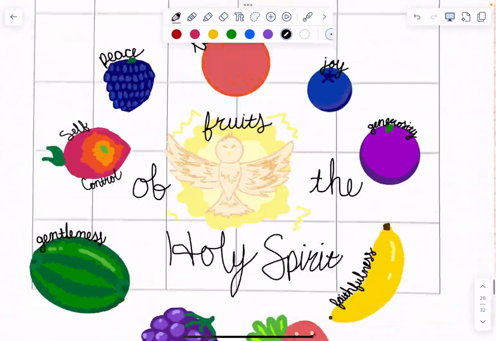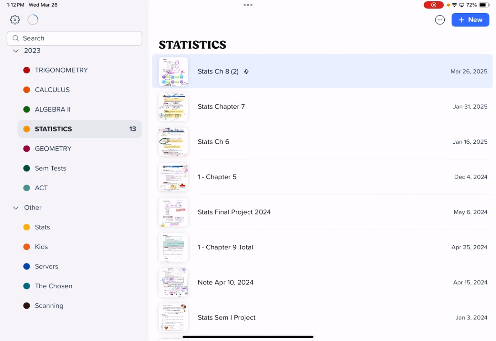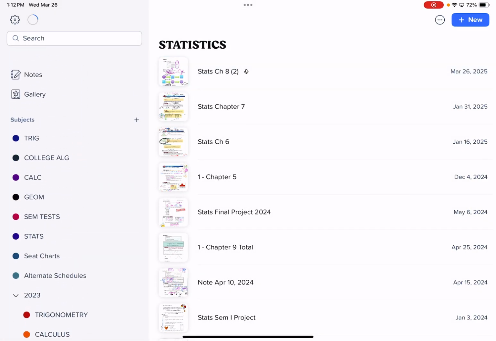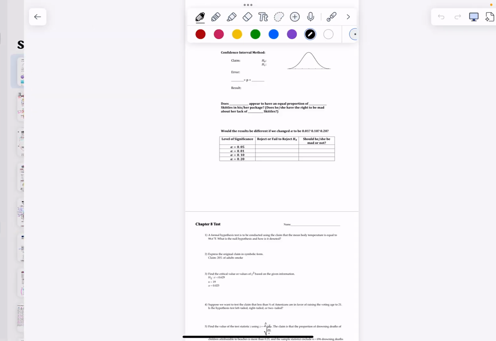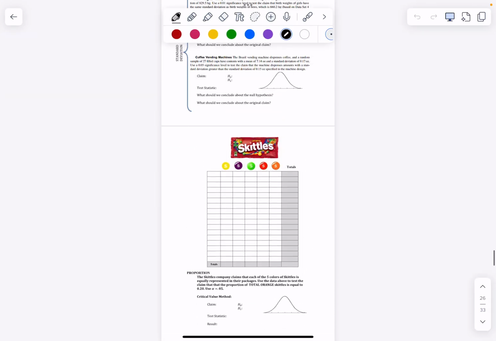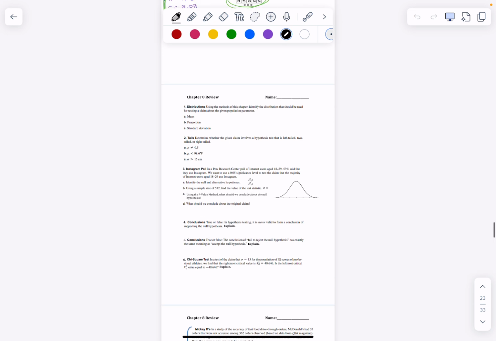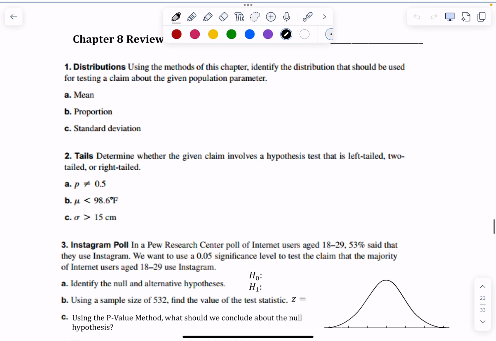Okay. Let's go do some review stuff. Do you guys have your review with you? This is what he looks like. Chapter 8 review.